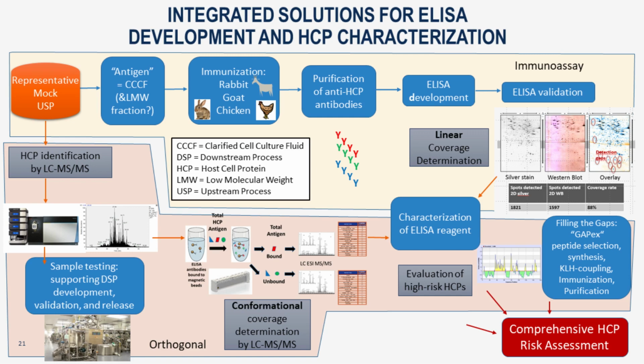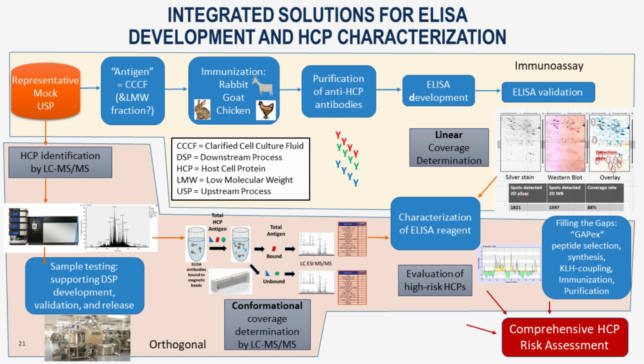And so just to dive into the area of HCP just a little bit more, this is a busy slide, so I'll try not to go through all of it. Really, the main point of it, on the lower right-hand side, is just to obtain a really comprehensive risk assessment of HCP in your process development. So traditionally, ELISAs have been used, and that's shown on the upper right-hand side, an application of an ELISA. What we're showing there is 2D gels, one with a silver stain, another showing Western blot, and an overlay showing the coverage of that ELISA. And in this particular example, the coverage is pretty high.